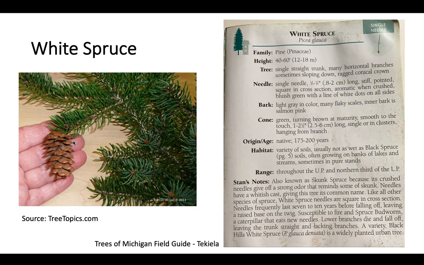Cones of the white spruce tree are typically 1 to 2.5 inches long. They can be by themselves, single cones, or in a cluster. The one we're seeing here is a single cone, and they typically hang down off the branches as opposed to pointing up into the air.